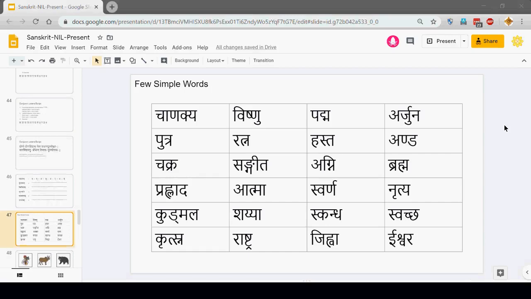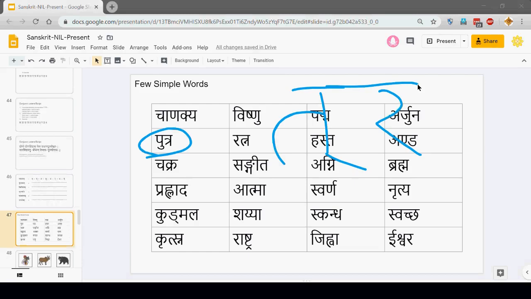Okay, then the next one. Putra. Yeah, it is a tra sound, tra followed by a ra. So these are some special notations. Tra, putra.